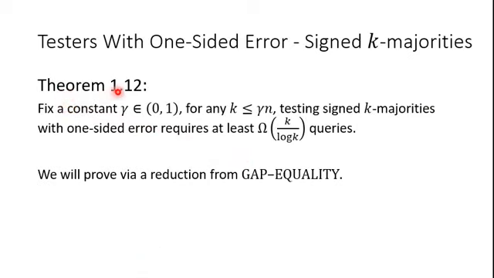So now we're ready to look at theorem 1.12 for signed k majorities, and it states the following. So fix a constant gamma in the range 0 to 1, not inclusive. So for any k less or equal to gamma n, testing signed k majorities with one-sided error requires at least omega of k divided by log k queries. So we will prove again via a reduction from the gap equality.